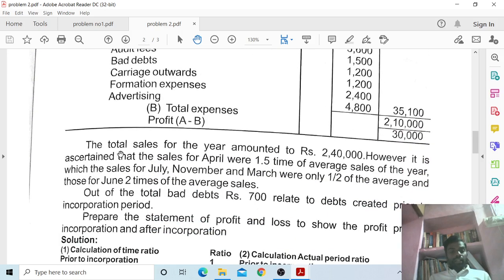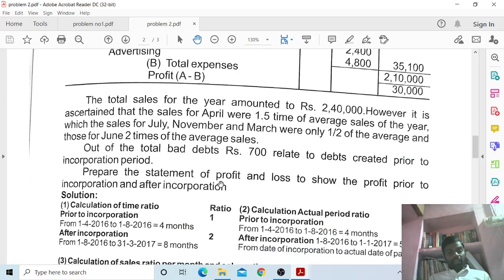Now the adjustments. The total sales for the year amounted to rupees 2,40,000. However, it is ascertained that sales for April were 1.5 times the average sales of the year, sales for July, November and March were only half of the average, and those for June were 2 times the average sales. Next, out of the total bad debts, rupees 700 relate to the period prior to incorporation. Prepare the statement of profit and loss to show the profit prior to incorporation and after incorporation.